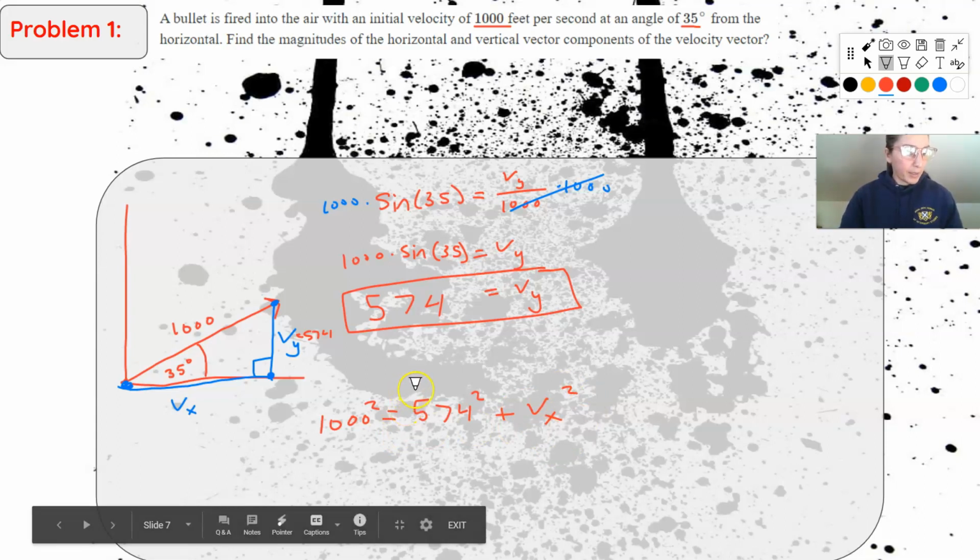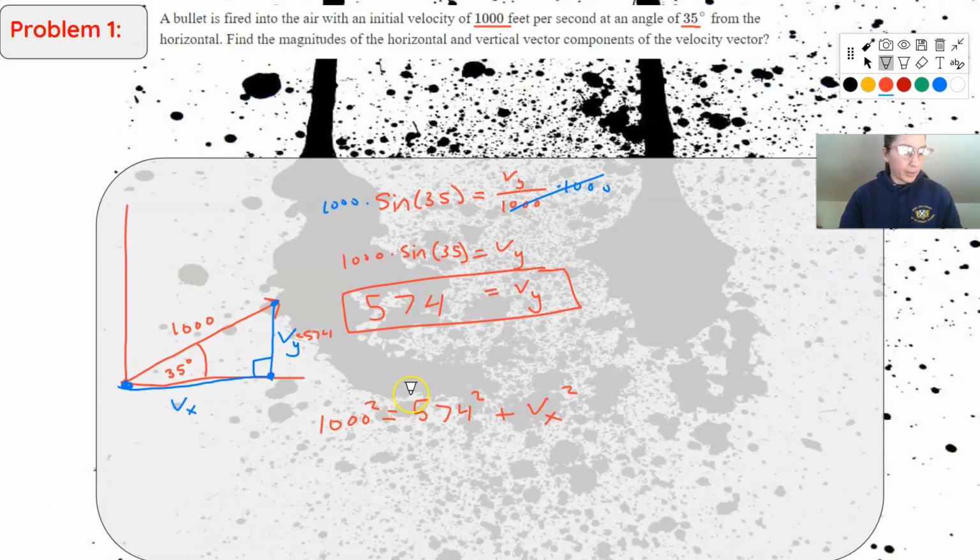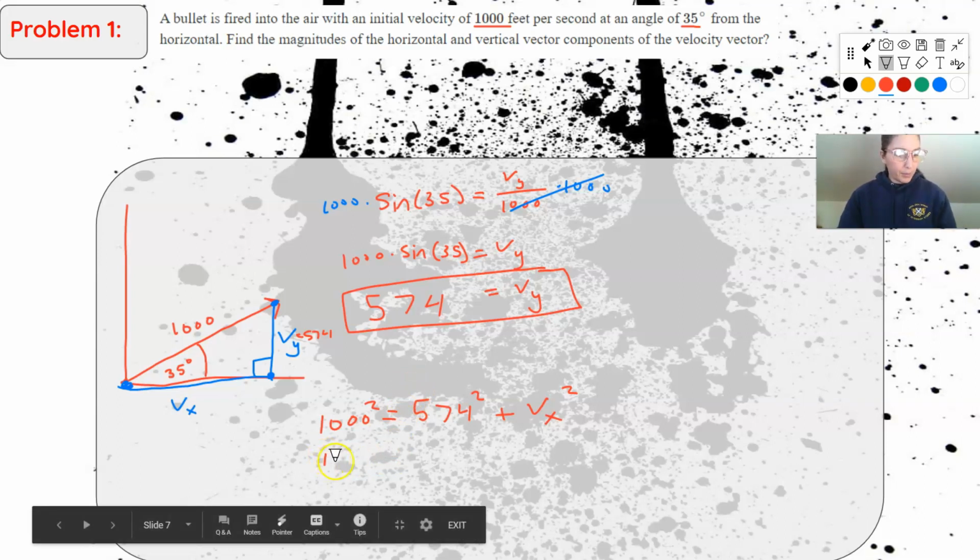So 1,000 squared is a lot of zeros. It's 1, 2, 3, 4, 5, 6 zeros, so we're just basically doubling the zeros. That equals 574 squared plus the other leg squared. This is why I was a little hesitant to do it this way, because it's a lot of numbers: 329,476. All right, subtract these two and we'll get our horizontal component squared.